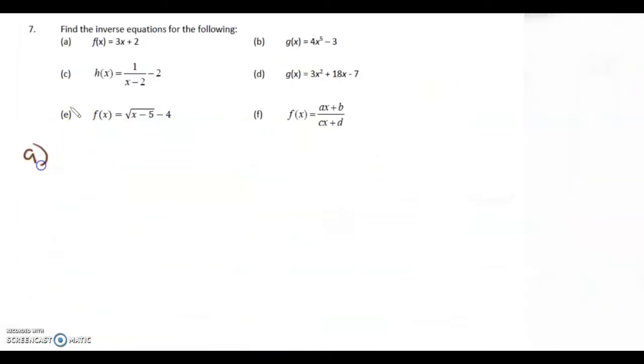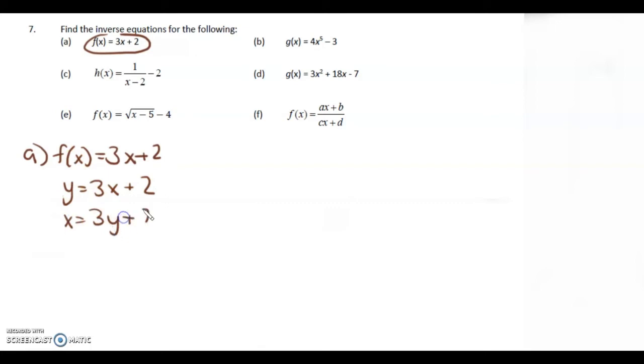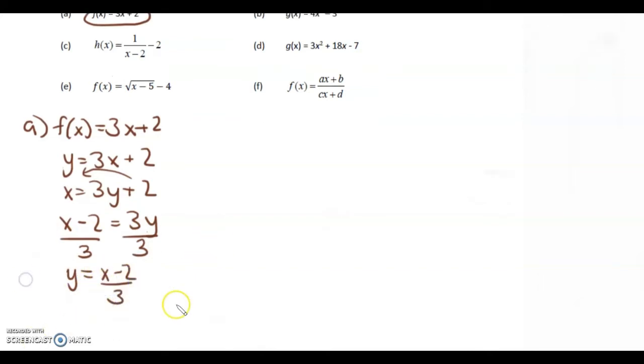Okay, 7a, find the inverse equations for the following. So f at x here is just a line. Okay, so we're going to go through those steps. We're going to first sub in y for the function notation. Then we're going to switch the places of x and y. We're going to rearrange. Okay, divide out that 3. And we're left with y equals x minus 2 over 3. Okay, so f inverse at x, in this case, is x minus 2 over 3.